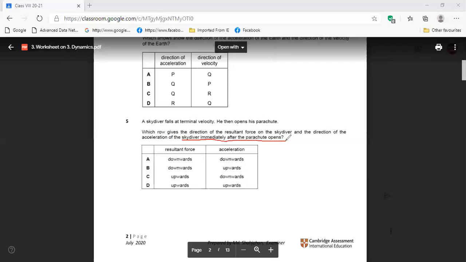Why is it upwards, upwards? Can I explain? Because when you open the parachute, there is more air resistance, and so his acceleration will decrease. So if acceleration is pointed downwards, deceleration will be the opposite, upwards, and the resultant force is supposed to be greater because the parachute gives a lot of air resistance, so it's upwards, upwards.